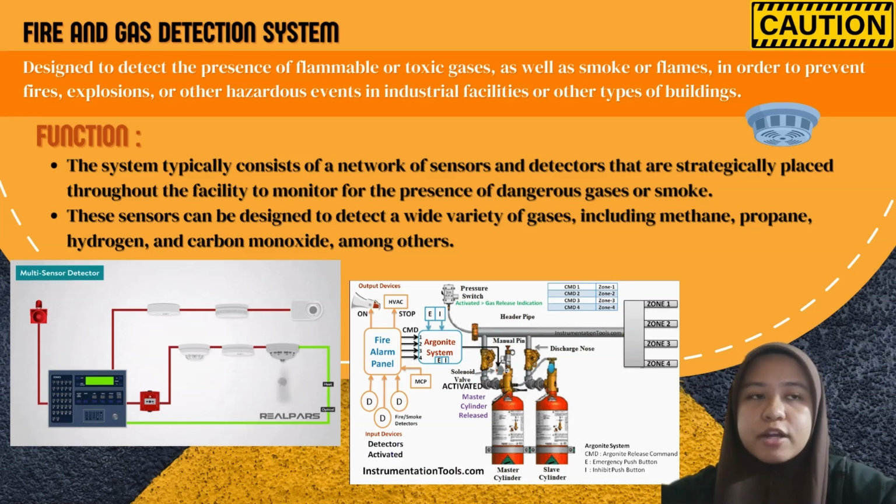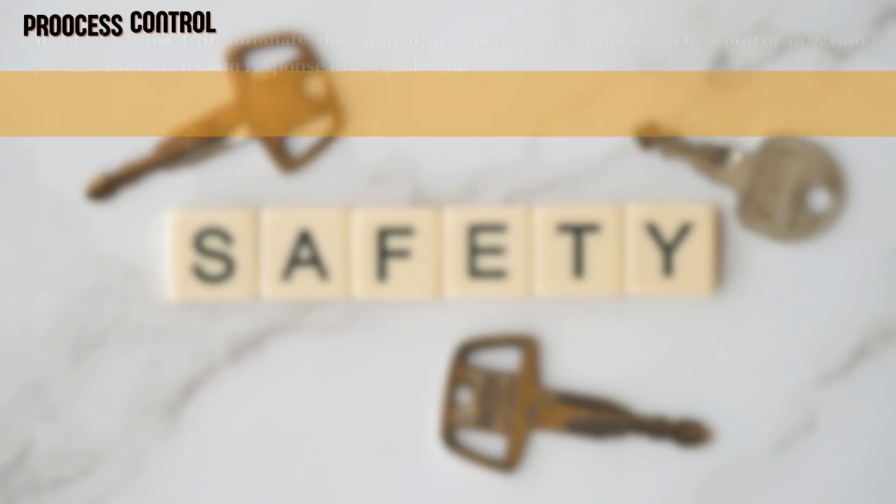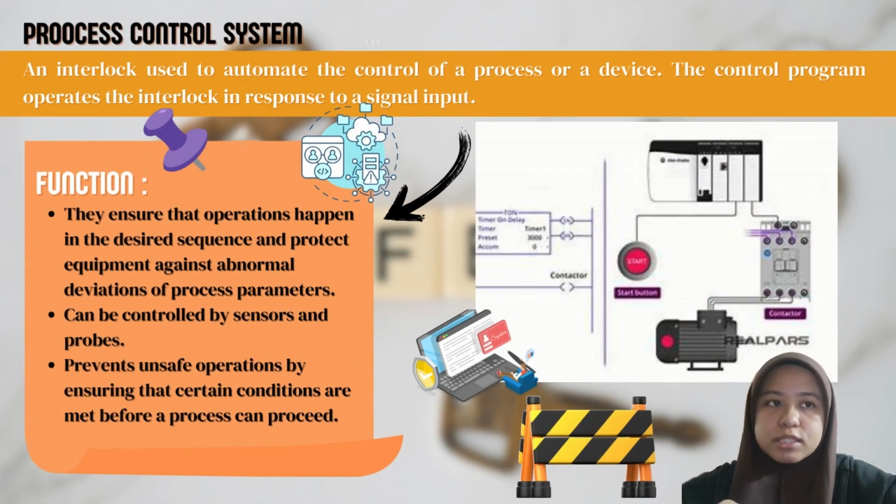The function of fire and gas detection system is that the system typically consists of a network of sensors and detectors that are strategically placed throughout the facility to monitor for the presence of dangerous gases or smoke. These sensors can be designed to detect a wide variety of gases, including methane, propane, hydrogen, and carbon monoxide, among others.